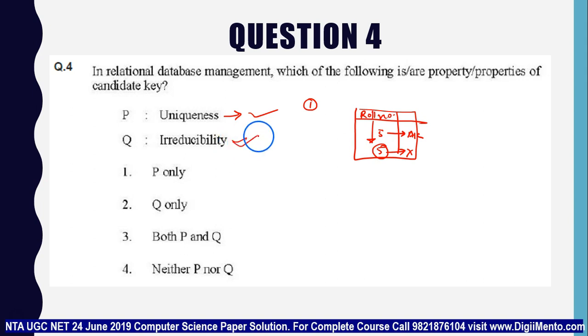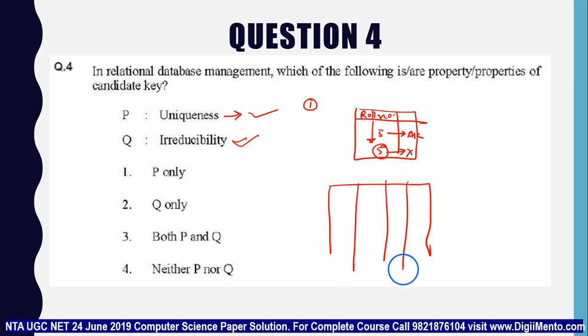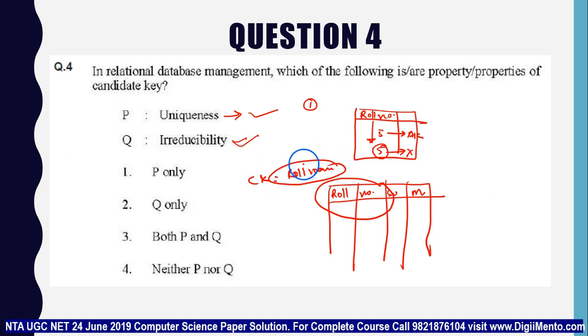And second, it should have irreducibility. Irreducibility means you cannot reduce the candidate key any further. I mean to say, let us assume in a relation you have 4 attributes: roll number, name, subject and marks. Let us assume our candidate key is roll number and name, so the candidate key is a combination of both roll number and name. Then any subset of this candidate key cannot be a candidate key. So you can say the candidate key should not be reduced any further. It should be minimal, that means the minimum number of attributes should be present in this candidate key.